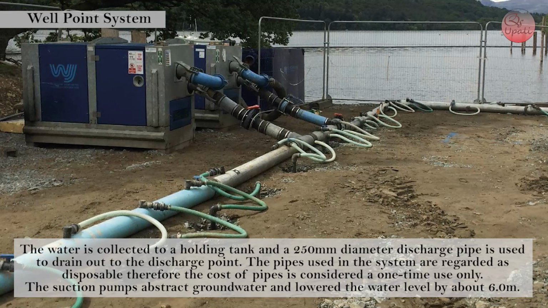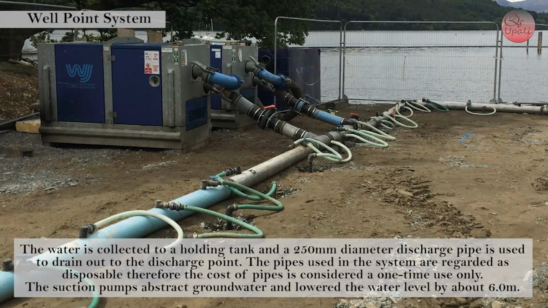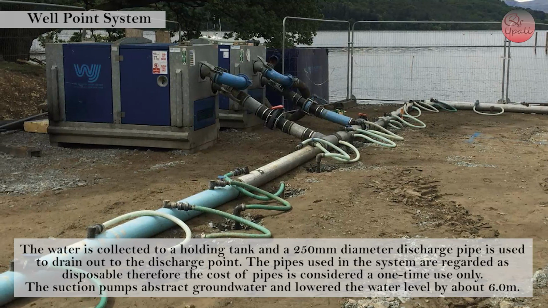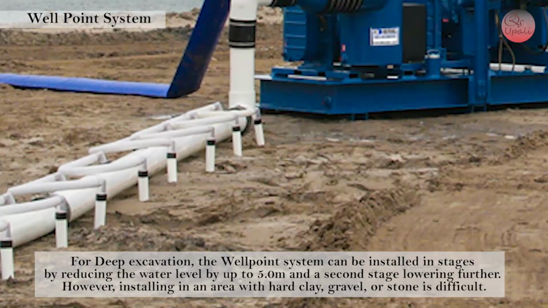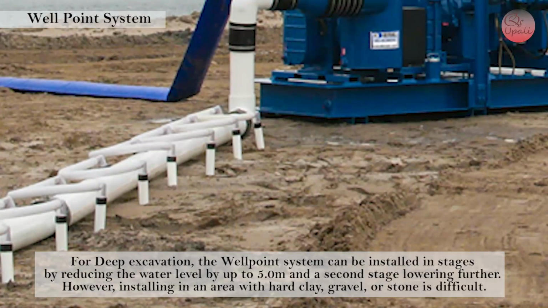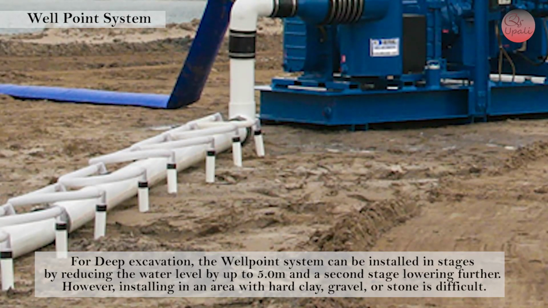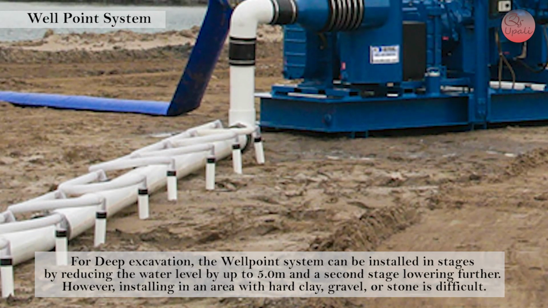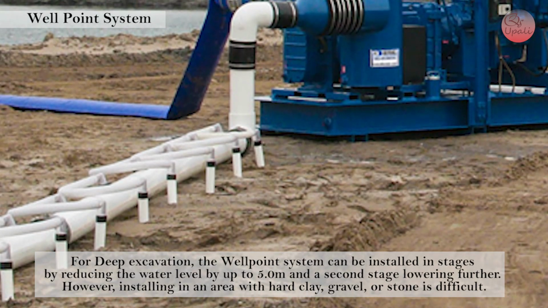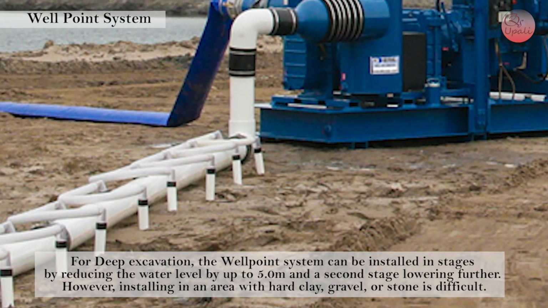The suction pumps abstract groundwater and lower the water level by about 6 meters. For deep excavation, the well point system can be installed in stages, reducing the water level by up to 5 meters and a second stage lowering further. However, installing in an area with hard clay, gravel or stone is difficult.